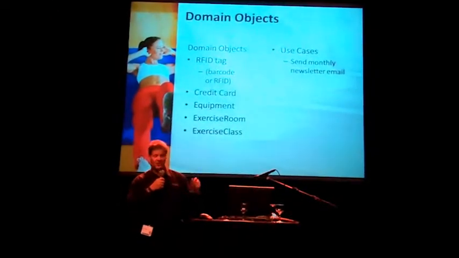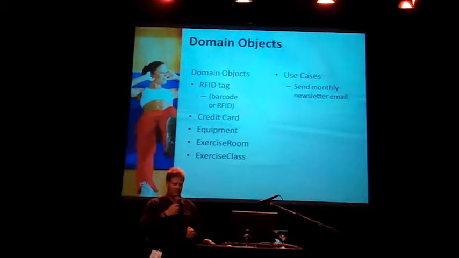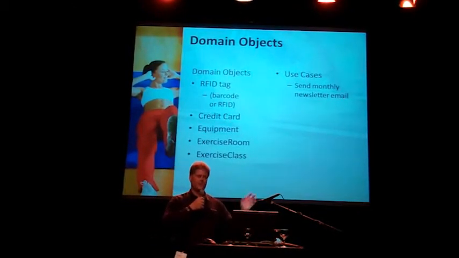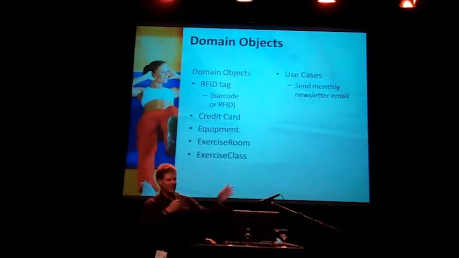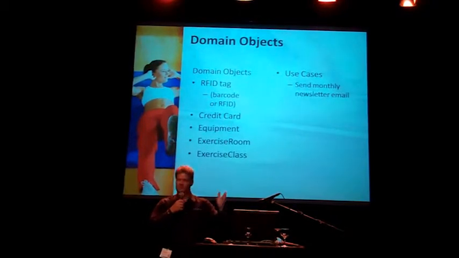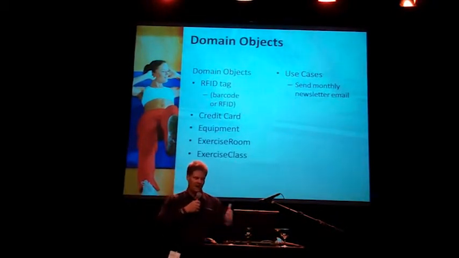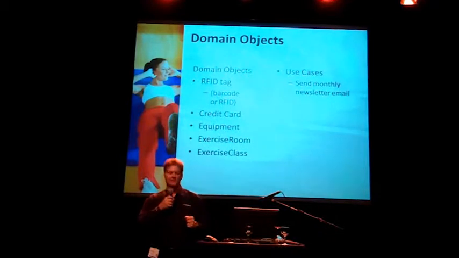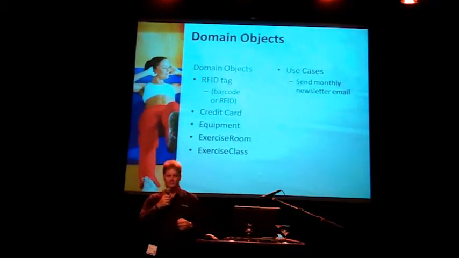Some domain objects: the RFID tag that we give each member, the member's credit card, the equipment throughout the club, the exercise room, exercise class. These are all domain objects in our system. A use case might be send out the monthly newsletter via email.